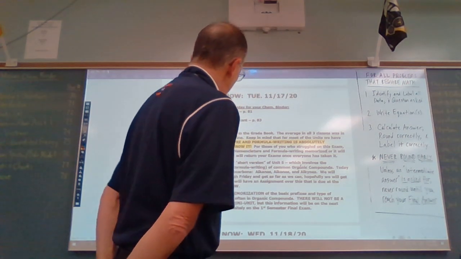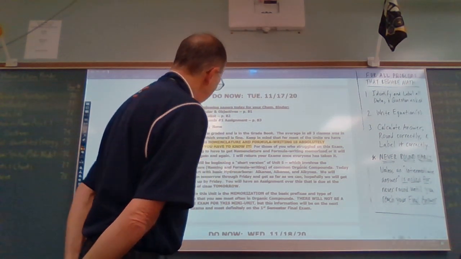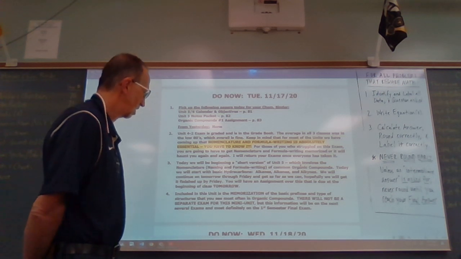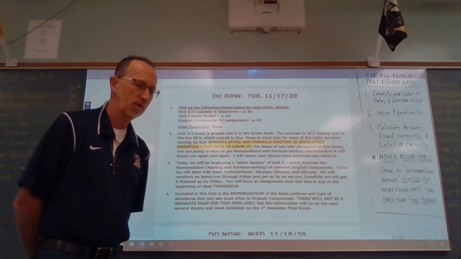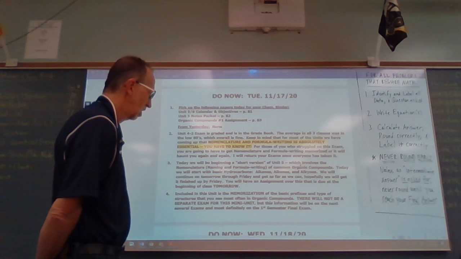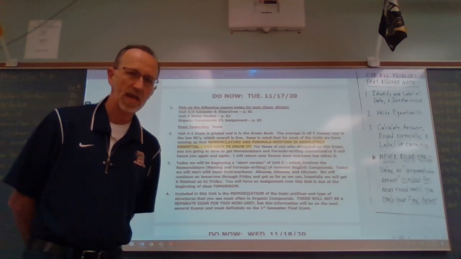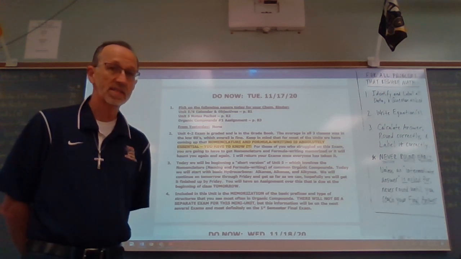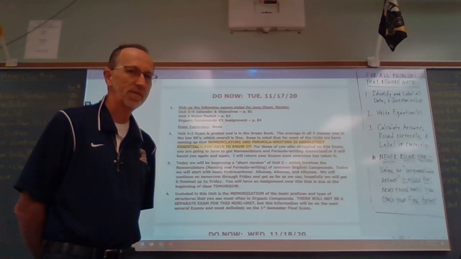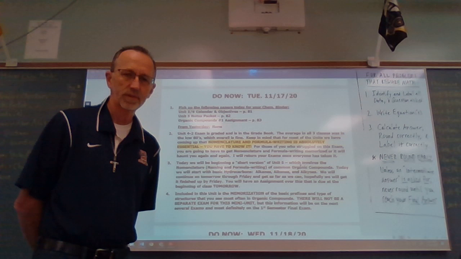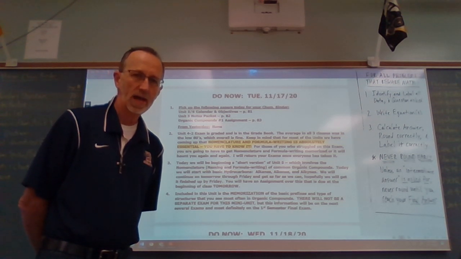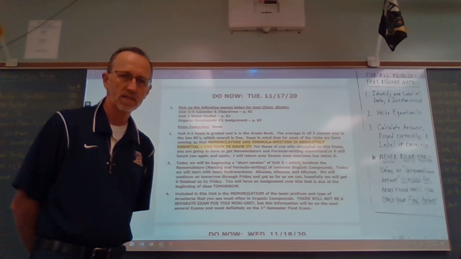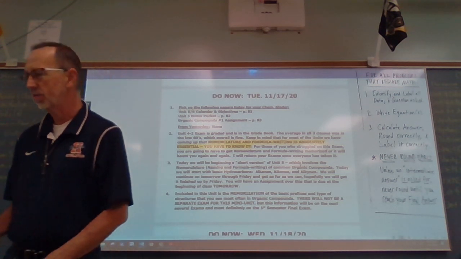Okay, so included in this unit is the memorization of the basic prefixes and type of structures that you will see most often in organic compounds. And again, there will not be a separate exam for this mini unit, but this information will be on the next several exams and most definitely will be on the final. Okay, so having said all that, let's bring up the board and get to our lesson for today.